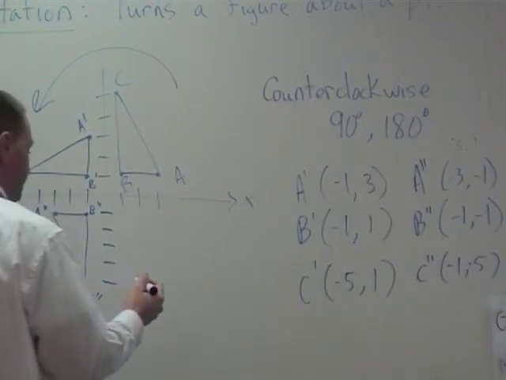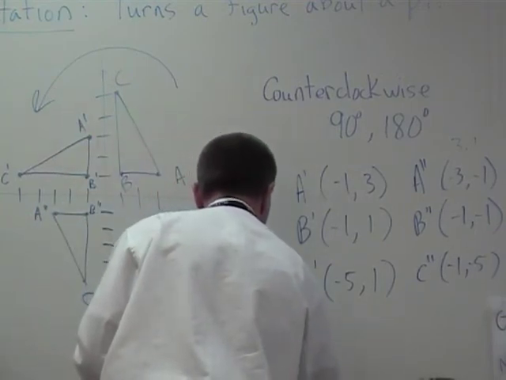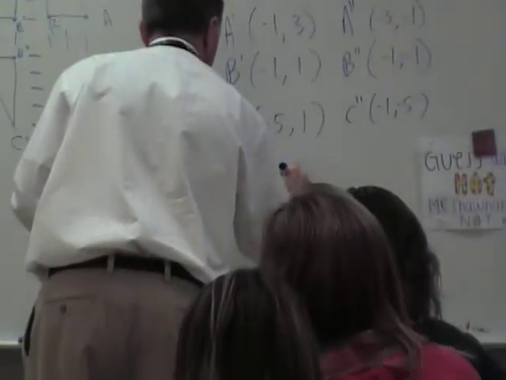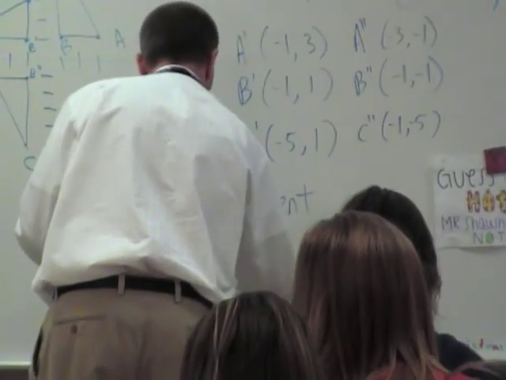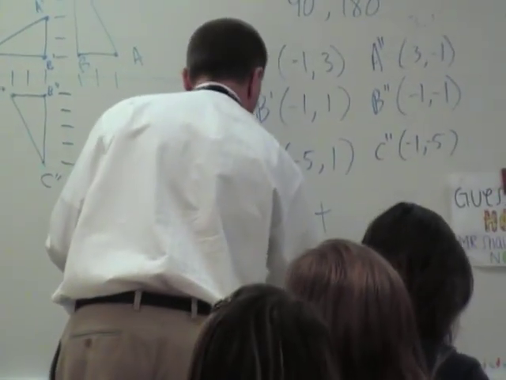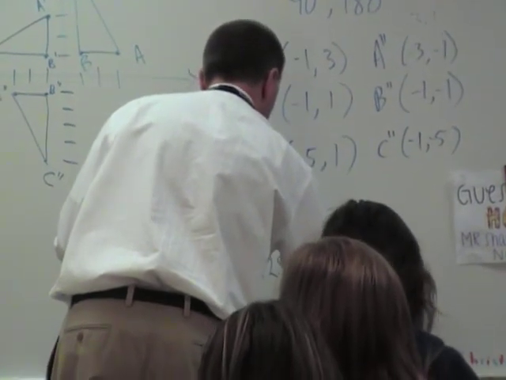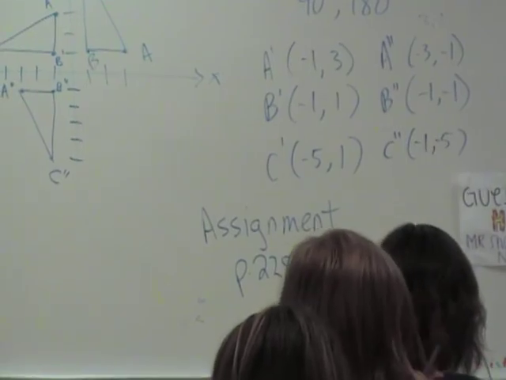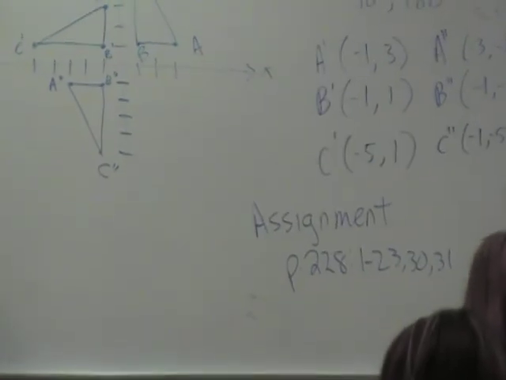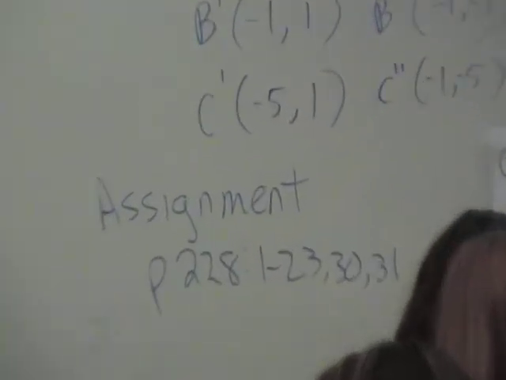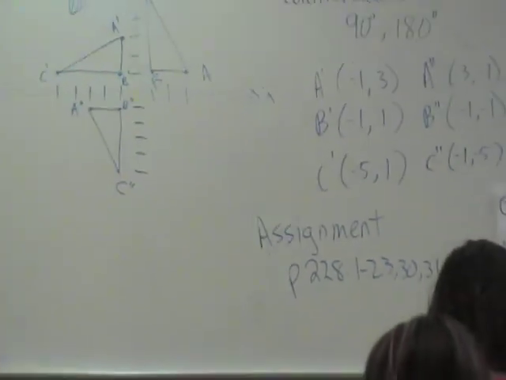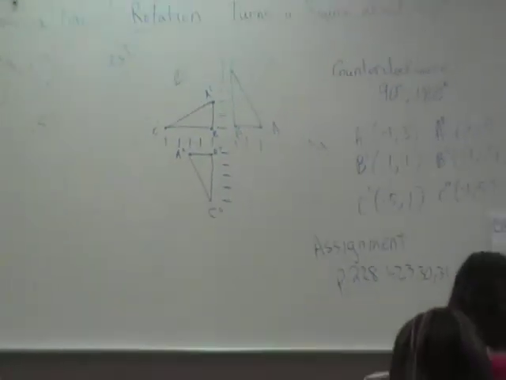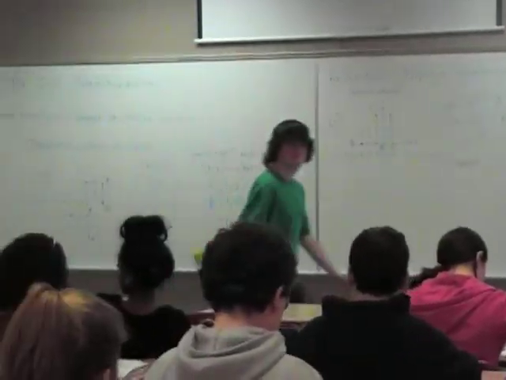Alright, your assignment, should you choose to do it, is page 228, 1 to 23 all, and 30 and 31. Are they only going to rotate 90 degrees on the problems? Yeah. Now 270 would be what? 90 more than 180.